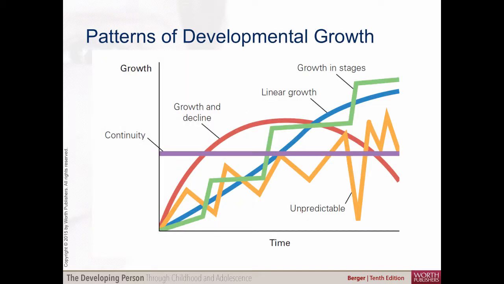So, patterns of developmental growth. Many patterns of developmental growth have been discovered by careful research. Although linear or nonlinear progress seems most common, scientists now find that almost no aspect of human change follows a linear pattern exactly.